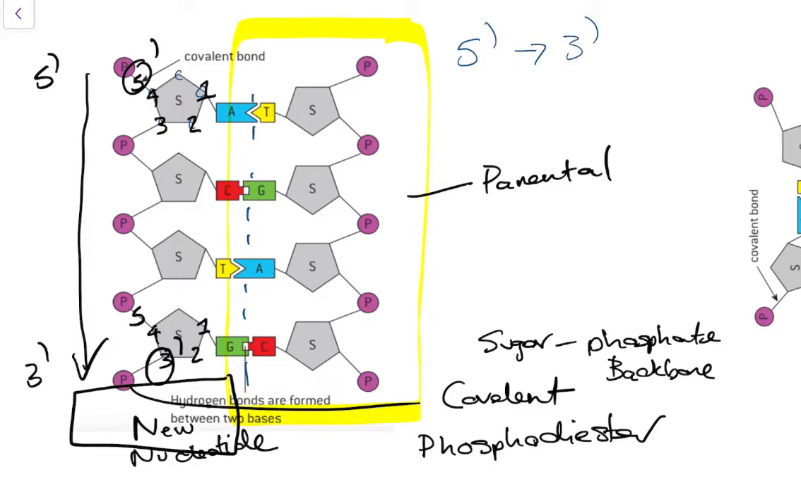So what it does is it reads this side. If it was reading a C here, the only thing that could come into the active site and fit would be a G, and it would put the G in at the 3' end, linking it and creating this bond. So it would create that bond to add in the G over here.